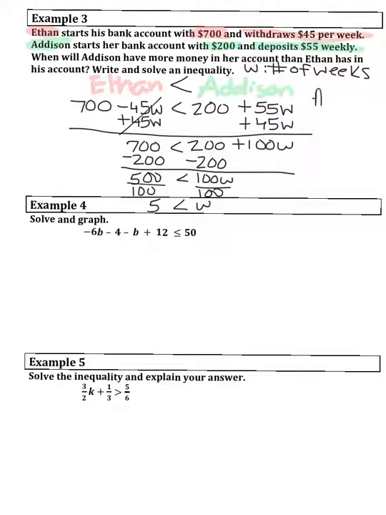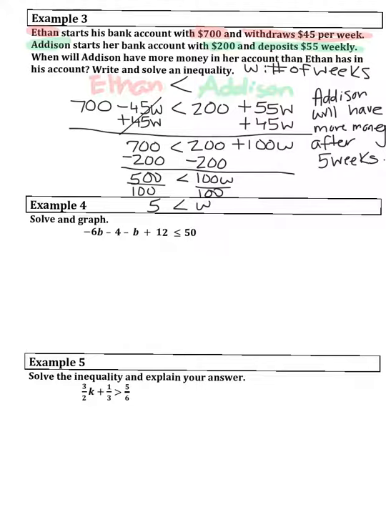So Addison will have more money after 5 weeks. The after is important because actually at 5 weeks, she will not have more money. It says W is greater than 5. So at 6 weeks, 7 weeks, 8 weeks, etc., or even partway through a week. So really after 5 weeks is when Addison will have more money.